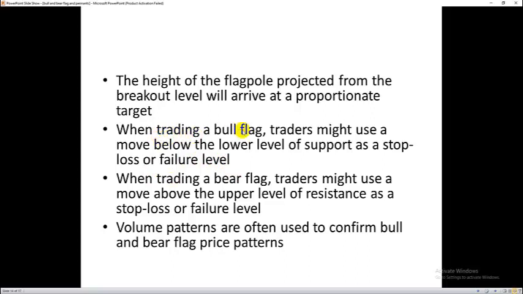When trading a bull flag, like when you are trading an uptrend, you are predicting that the market will break out and go up again. Traders might use a move below the lower level. Now, what is the lower level? Which is the support line. Okay, lower level of support as a stop loss or failure level.